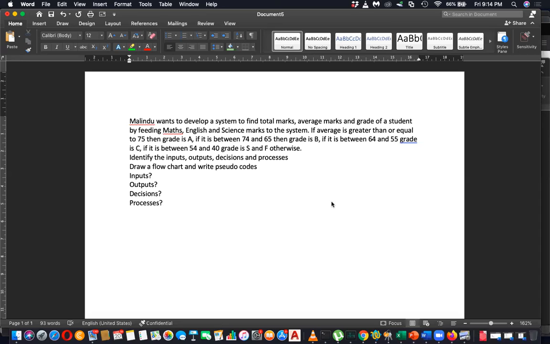Now, can you start drawing the decisions, inputs, outputs, and processes? Can you start drawing this flow chart? So what are the symbols? Inputs, parallelogram; outputs, parallelogram; decision, diamond; processes, square.